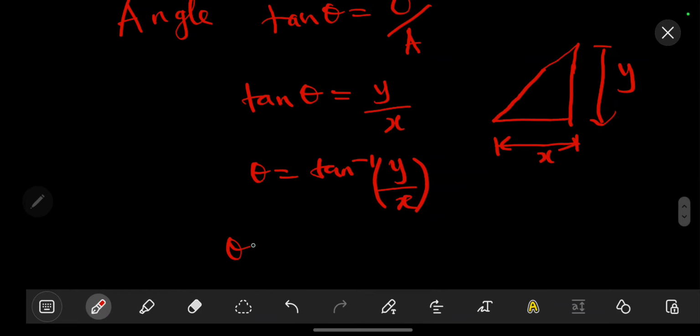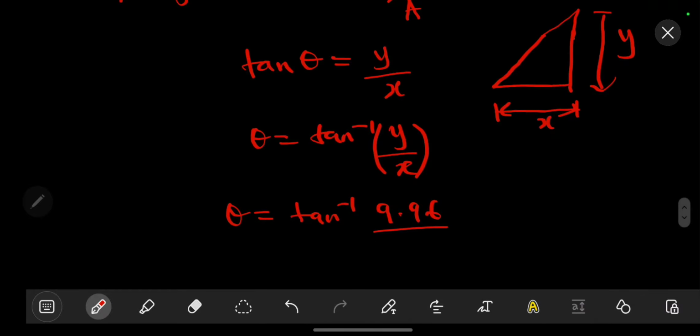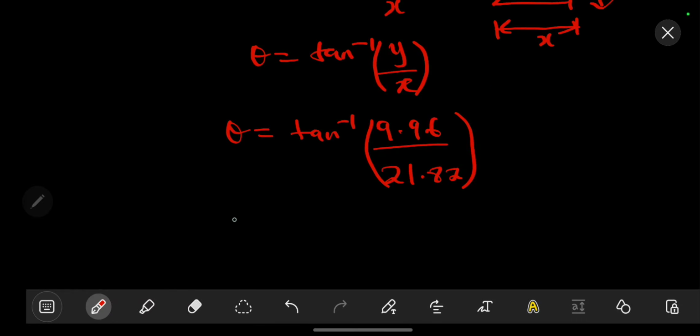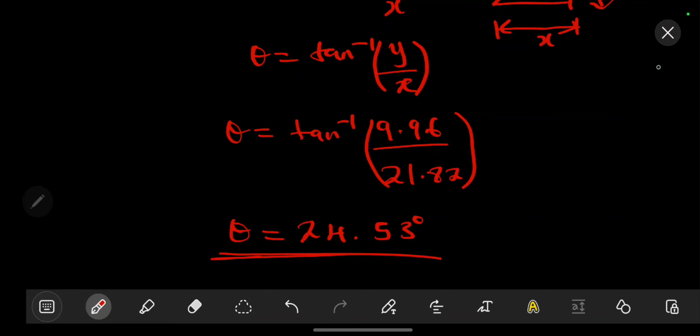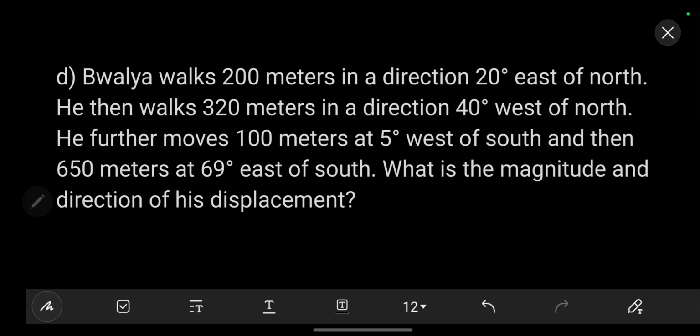So our theta should be equal to tan inverse of our y, which we found to be 9.96, over our x, which was 21.82. We put this in brackets. When we find the inverse, theta should be equal to 24.53 degrees. So this is our theta. That means we have answered both the magnitude and the angle. So let's look at this other one.